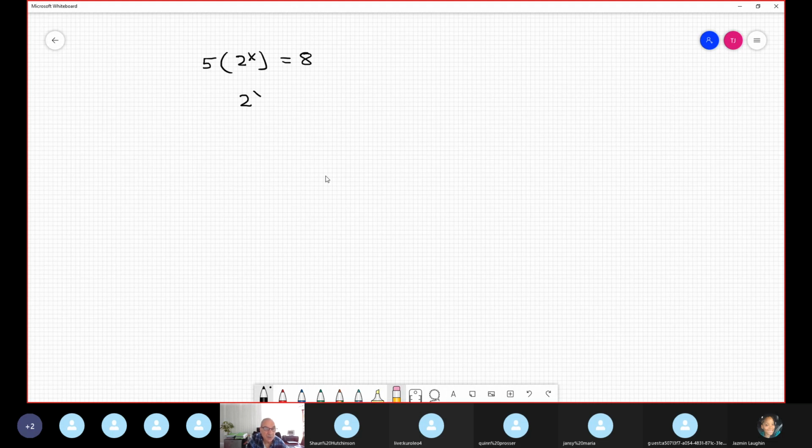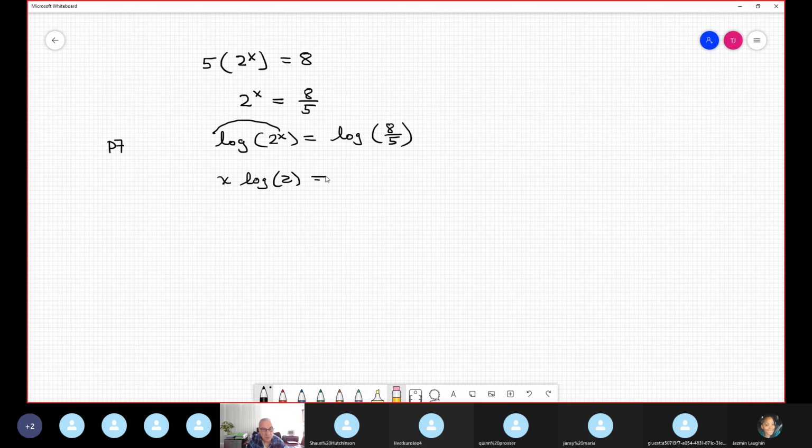You isolate the exponential. You now apply logarithm on both sides. What kind? Standard, of course. So far, it's okay. Now, in this moment, you apply property 7. Property 7 allows this exponent to go to the front, like that. Logarithm of 2 times x is equal to logarithm of 8 over 5.